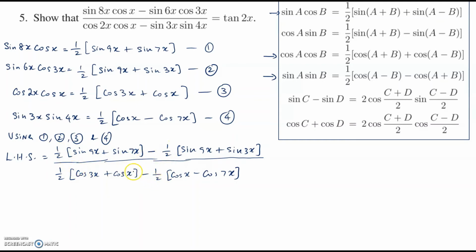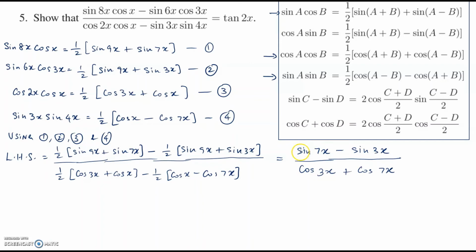Okay, now half is common for both numerator and denominator in all the expressions, so that will disappear. Then sine 9x minus sine 9x will disappear. So in the numerator you will be left with sine 7x minus sine 3x divided by, in the denominator you have cos x and this cos x will disappear. Cos x minus cos x will be 0. So you'll be left with cos 3x, minus into minus is plus cos 7x.